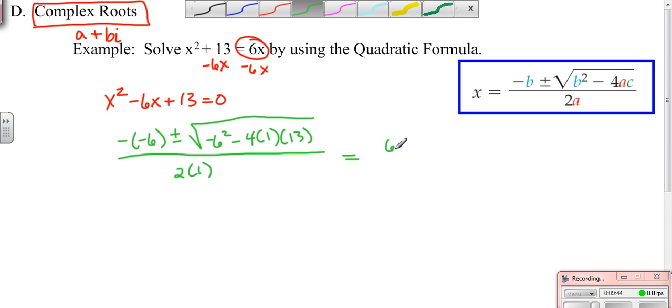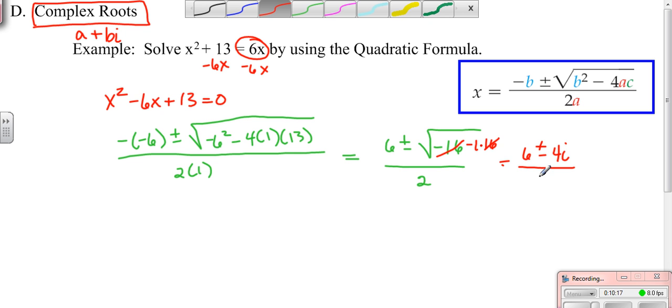When I work this out, I end up with 6 plus or minus the square root of negative 16, all over 2. Now if you need to, think about negative 16 as negative 1 times 16. I have 6 plus or minus the square root of 16, which is 4. The square root of negative 1 is i. That's all over 2. Again, we check for greatest common factors between all three pieces.